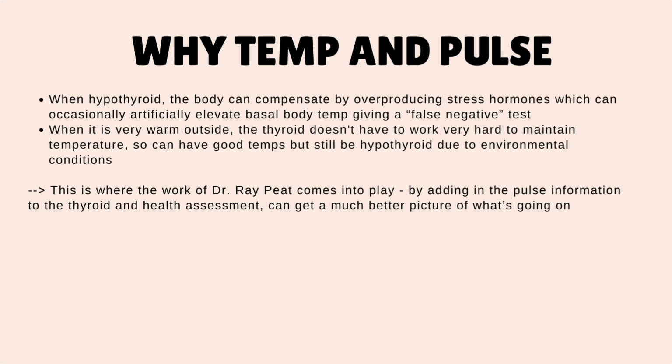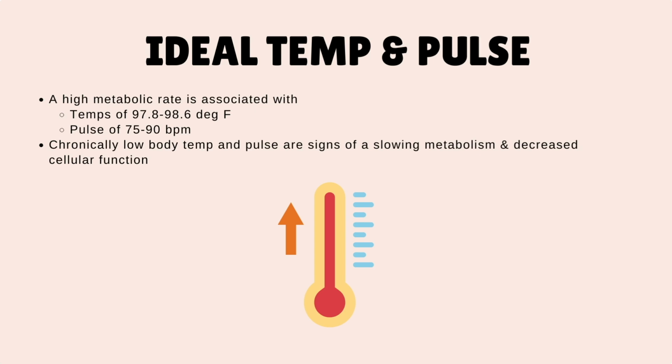So this is where the work of Dr. Ray Peat comes into play by adding in the pulse information on top of the body temperature to assess your thyroid and metabolic health. So including body temperature and pulse data can give a much better picture of what's going on. So what we are shooting for: a high metabolic rate is associated with temps of 97.8 to 98.6 degrees Fahrenheit and a pulse of 75 to 90 beats per minute. Chronically low body temps and pulses are signs of a slowed metabolism and decreased cellular function.